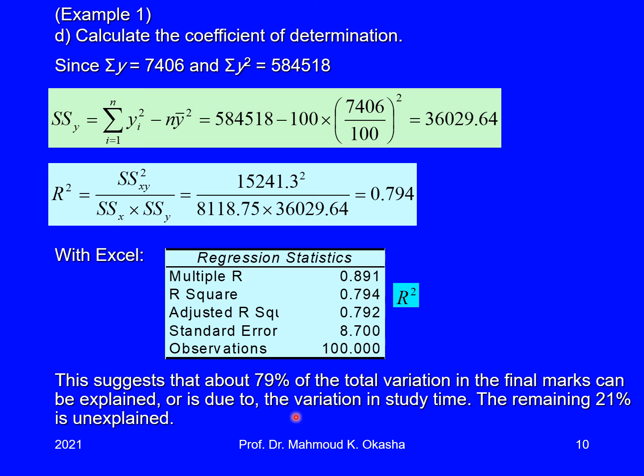So this suggests that about 79% of the total variation in the final marks can be explained by, or is due to, the variation in the study time. The remaining 21% is unexplained because it is explained by other factors or other variables, right?